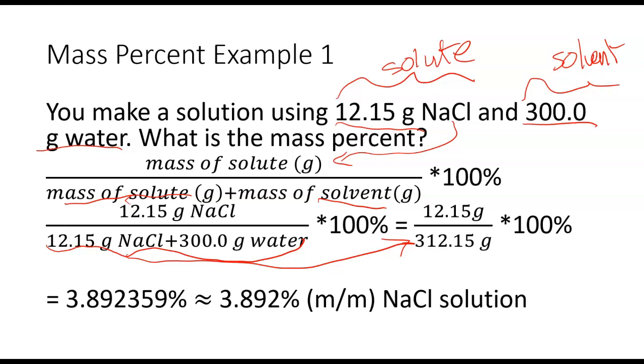Calculating out, you get this value of 3.892359% off the calculator. Round it for significant figures, so 1, 2, 3, 4: 3.892%. And notice that we specify that this is a percent by mass by putting in parentheses m over m. This just tells us that we're finding mass divided by mass for this percent. So do make sure and take a look at this if you're trying to look at different mass percents.